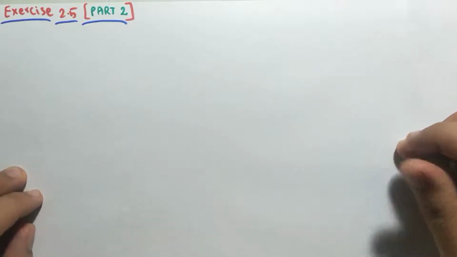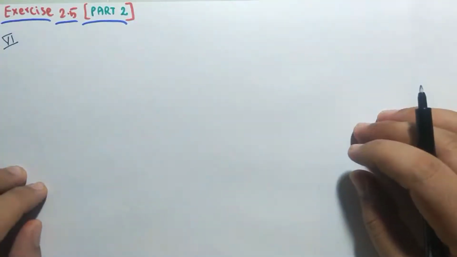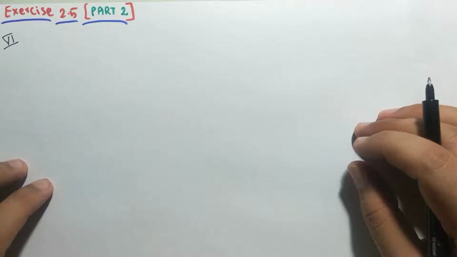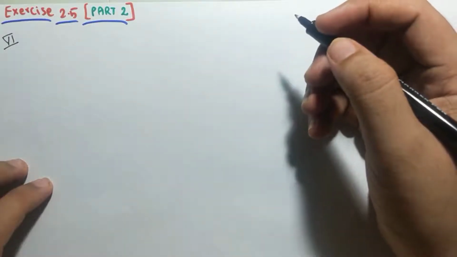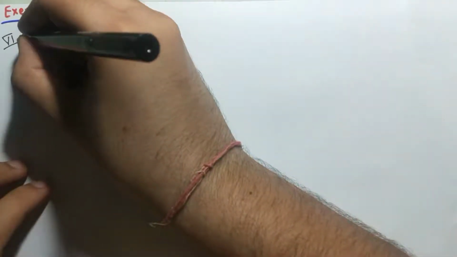So let us start with the sixth sum. Sixth sum is: write the following cubes in expanded form. Now cubes are given to us and we have to write them in expanded form. I will not be doing the first and the second one because the third and fourth cover both the patterns, that is (x + y) whole cube and (x - y) whole cube. So I'll be doing those two.